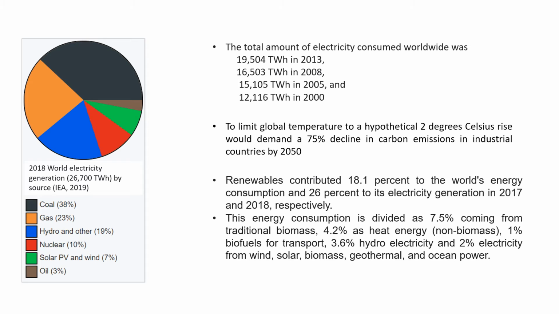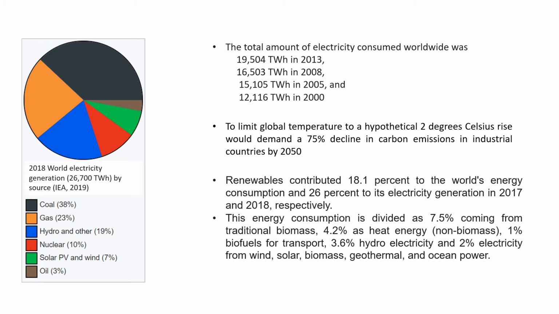The total amount of electricity consumed worldwide kept on increasing, as we can see the trend. In the year 2000, it is 12,116 terawatt hour. A terawatt is 1 trillion watt. In the year 2005, it increased to 15,105 terawatt hour, and it increased to 16,503 and 19,504 terawatt hour in the year 2008 and 2013 respectively.